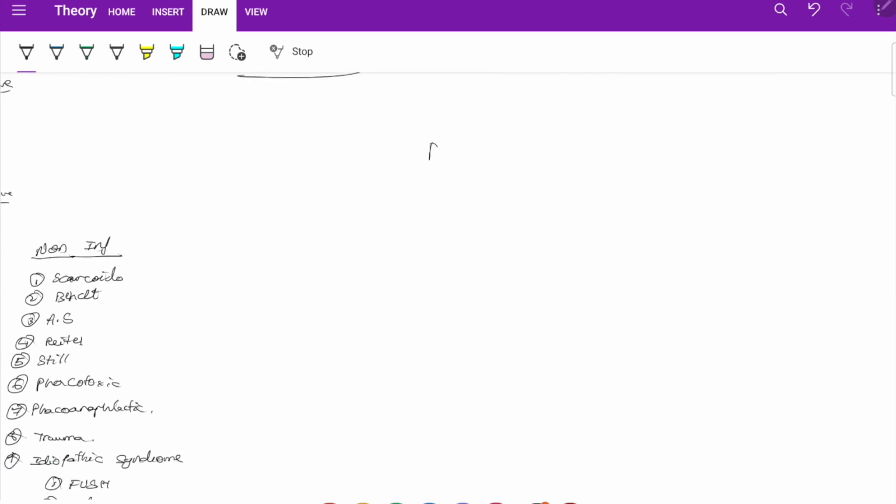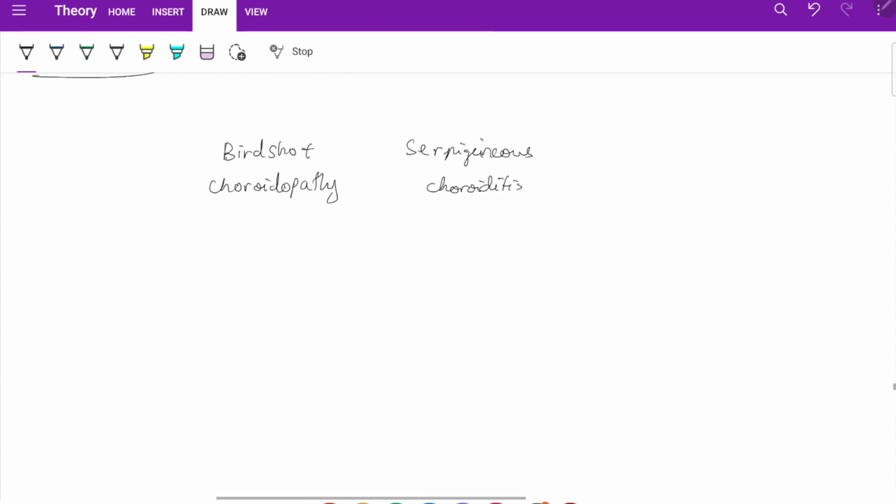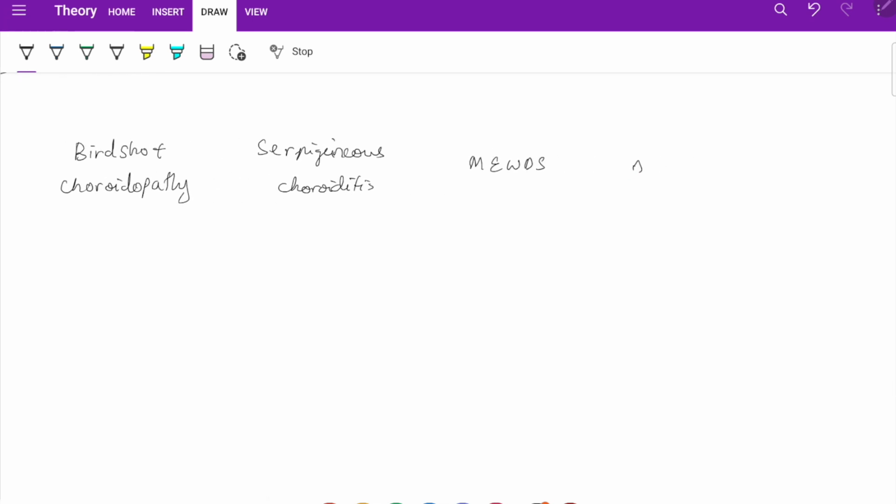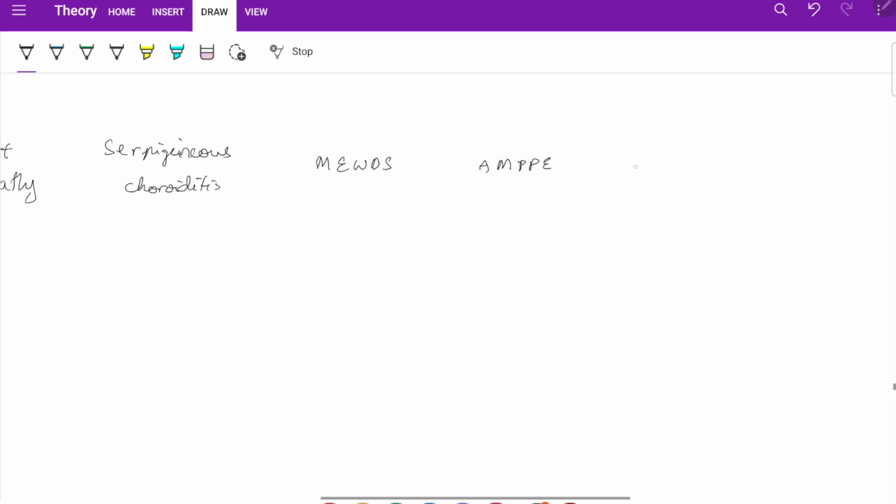I'll tell you. Number one is going to be birdshot choroidopathy. Number two, serpiginous choroiditis. And third one is going to be your MEWDS. For now, just remember the abbreviations. I'll just let you know. AMPPE, and then you're going to have your PIC, then Azure.